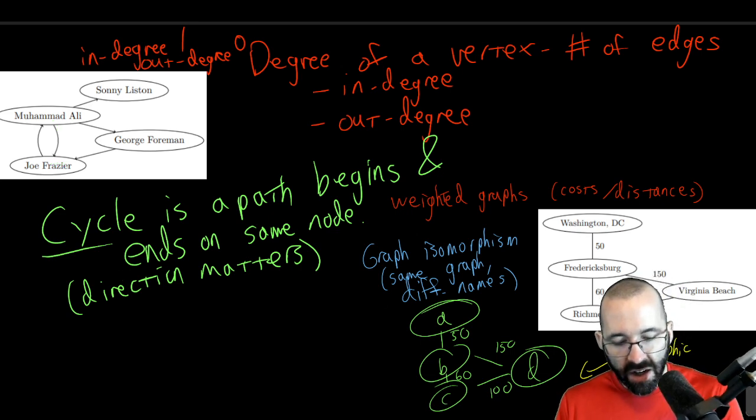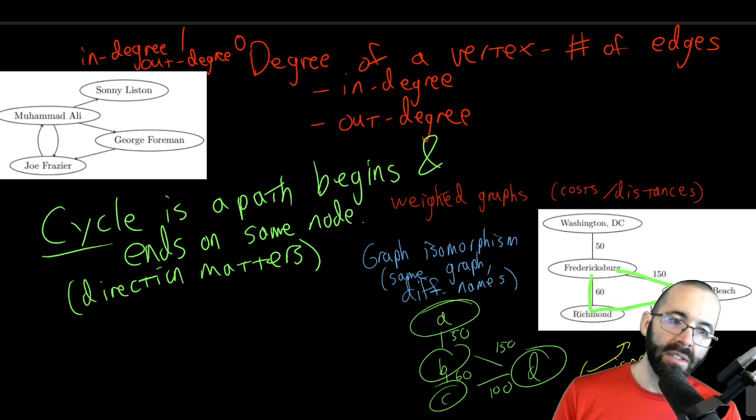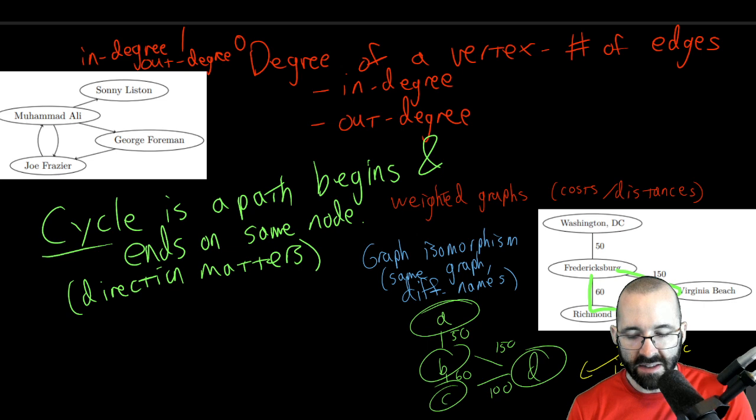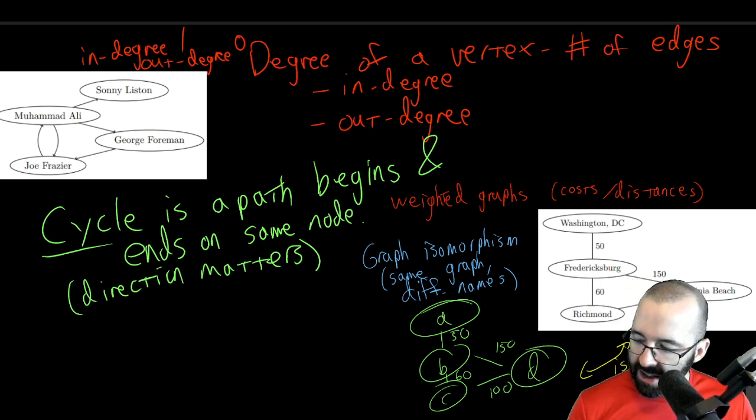Okay? Whereas undirected graphs are a little easier for cycles, right? You don't have to worry about the direction. Here's a cycle over here, starting and ending at Fredericksburg, or starting and ending at really any of these. Okay, so that's the idea of a cycle.